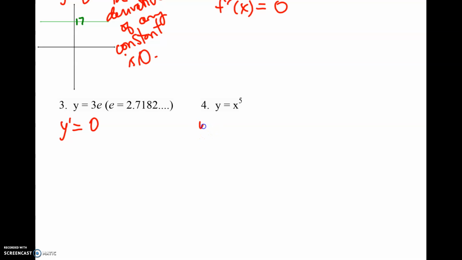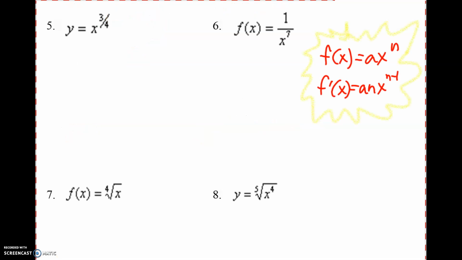Okay, number 4, we start using our first elementary rule up in the red box there. We see here that y prime is going to be equal to, now the coefficient here is 1, so we do 1 times 5, that's the exponent, comes down in front, times x to the power of 1 less than that exponent. There we go. y prime is 5x to the 4.